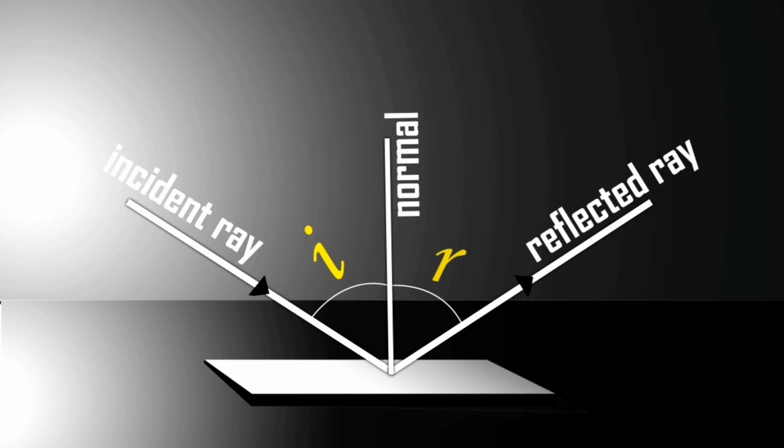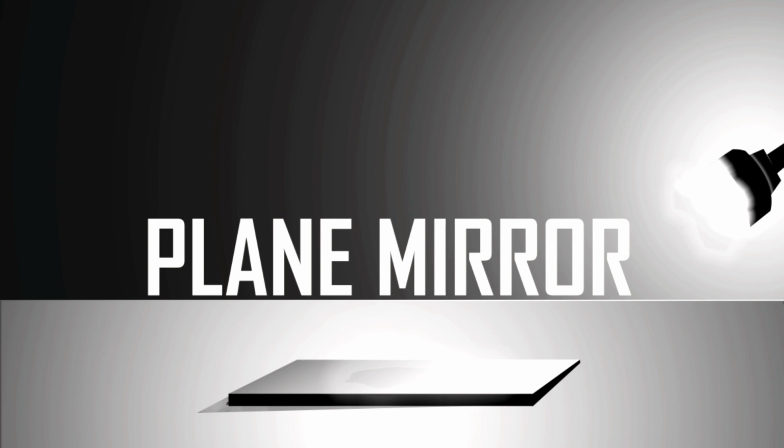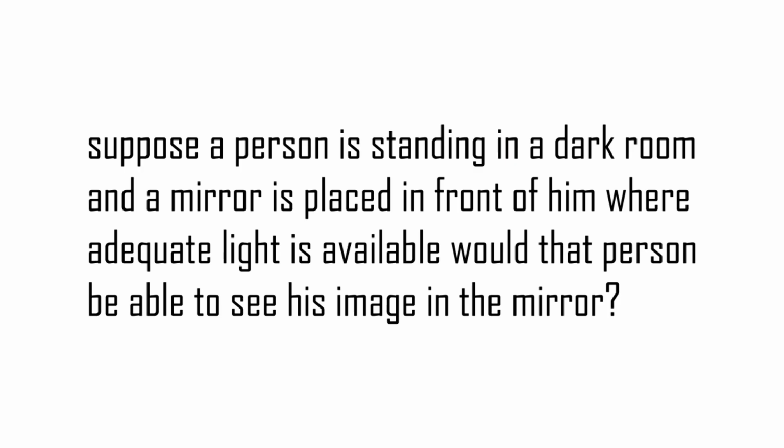So, now I believe that all of you would have got an idea about the process of reflection and plane mirror. So, let me ask you a question. Suppose a person is standing in a dark room and a mirror is placed in front of him where adequate light is available. Would that person be able to see his image in the mirror? The answer is a big no. He won't be able to see his image.